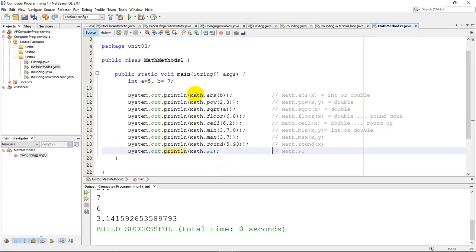There's a little bit about math methods and how you can use them, or basically how you're just using calculator buttons in Java.